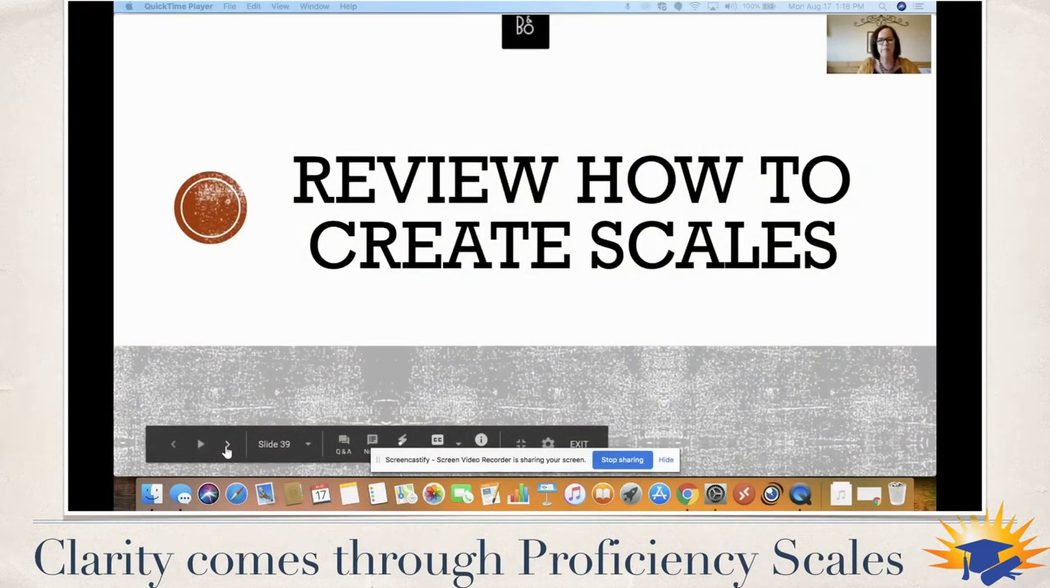In order to create a proficiency scale for a priority standard, the team first defines the topic of the proficiency scale and then determines the language of what it means to meet that standard. This proficiency statement is called the learning goal. Let's listen to Kendra Watson, our curriculum consultant with the Regional Professional Development Center, describe how proficiency scales are organized.